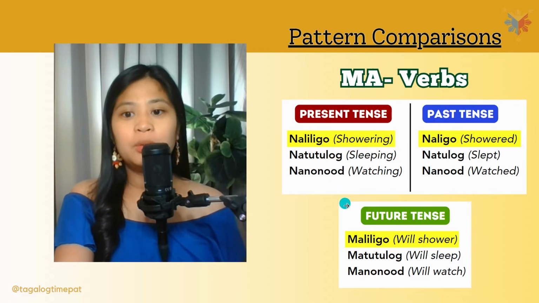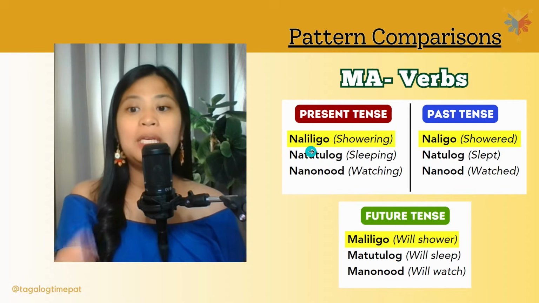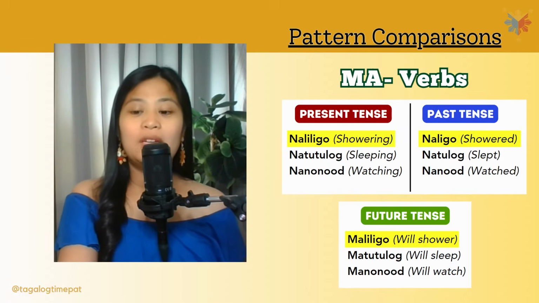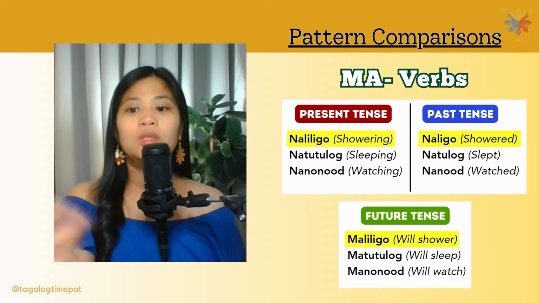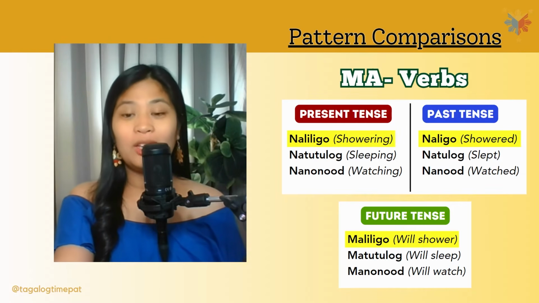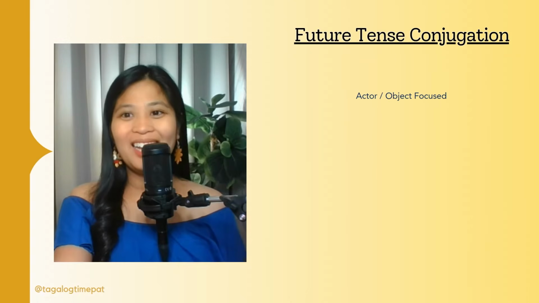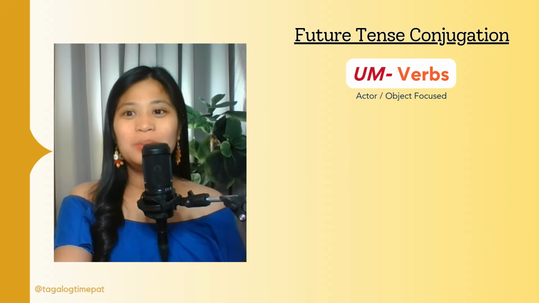Again, for ma verbs, it's a very similar pattern for present and future tense conjugation. The only difference is that first letter, but they both have that repeated first syllable. So again, try to listen carefully or rely on the context clues so that you can figure out what they're talking about.